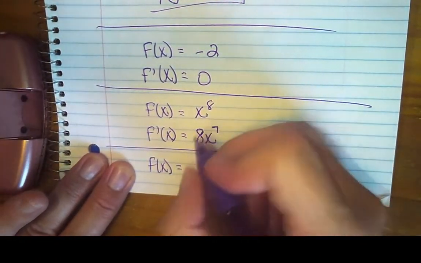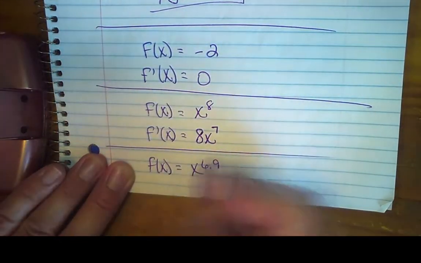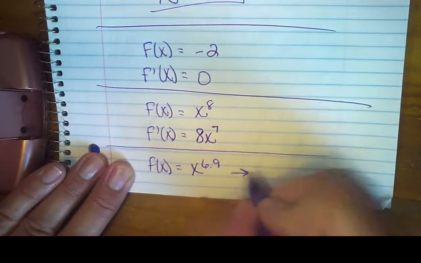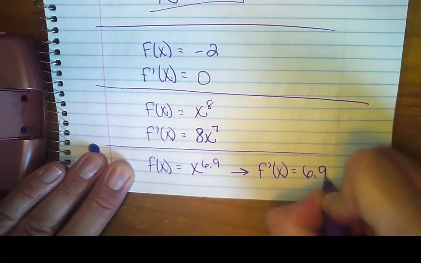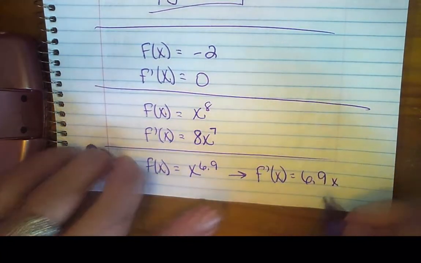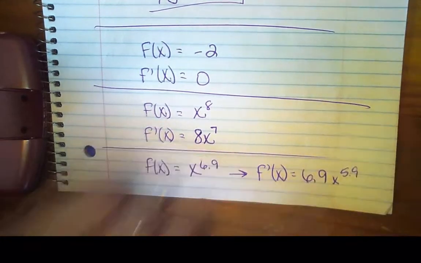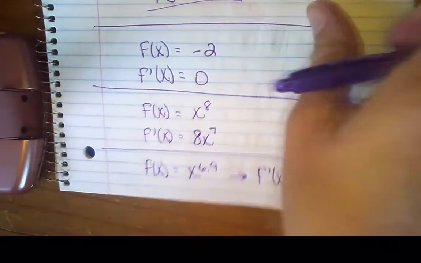Okay, what if I have f of x is x to the 6.9? Okay, I'm going to drop my exponent out front. So I get 6.9x, and then 6.9 minus 1 is 5.9. So that's your derivative. That's your formula for slope on the tangent line, and that is your formula for instantaneous rate of change.